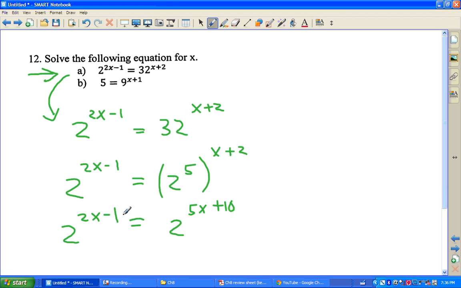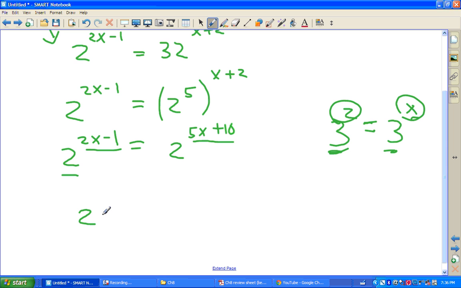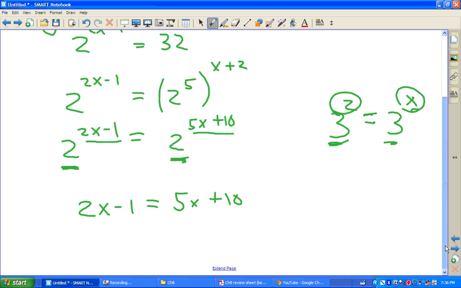The reason I did this is because the analogy I've used in class is 3 squared equals 3 to the x. Everybody says, oh yeah, that's 2. If the base raised to an exponent equals the same base raised to an exponent, well, the exponents have to be equal. And that's why I did this. Now I have 2 raised to this power equals 2 raised to this power. These two exponents must be equal because the base is equal. It has to be. So now I don't need to worry about exponents or logarithms or anything.